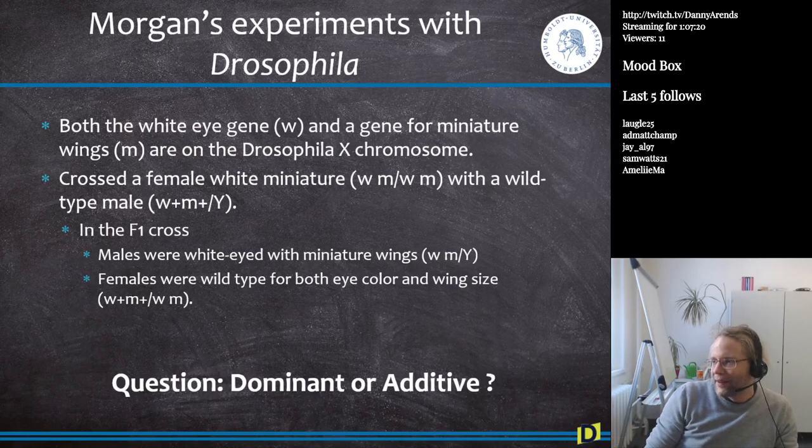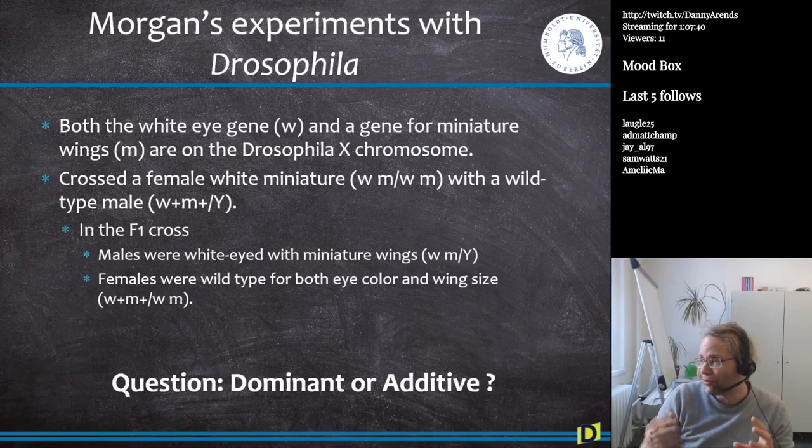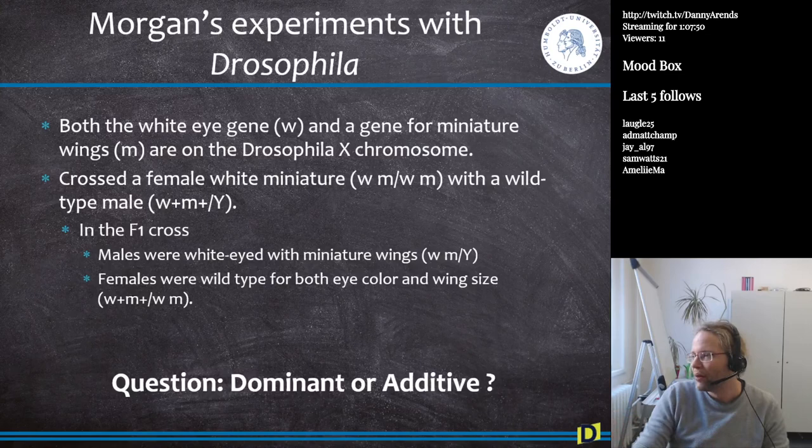It's dominant. So how do you know it's dominant? Because here it says that females were wild type for both eye color and wing size, but their genotype has W plus, M plus, W and M. So they didn't have gray eyes, because the mixture between white and black would be gray eyes, and between miniature wings and normal wings would be kind of half-sized wings. But because the females have normal eyes and normal wings, we know that the W plus allele, the allele for standard eyes, is dominating the white eye allele.